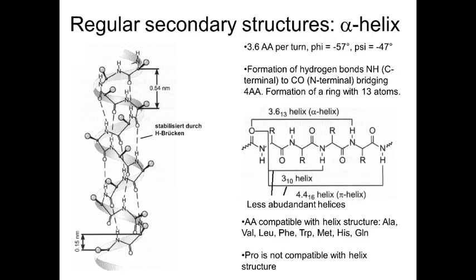For the pi helix, it's the same. In this case, the pi helix contains 4.4 amino acids per helical turn, and the hydrogen bonds involve a ring of 16 atoms. Amino acids that are compatible with the helical structure are alanine, valine, leucine, phenylalanine, tryptophan, methionine, histidine, and glutamine. Proline is not compatible with the helical structure.